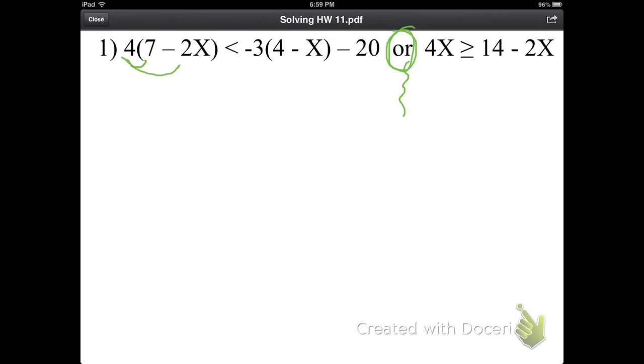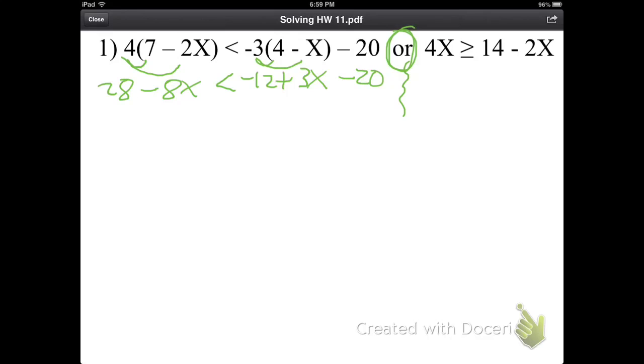You have to distribute because you got the parentheses and the number in front. 4 times 7 gets you 28. 4 times negative 2x is negative 8x. And on the right side, negative 3 times 4 gets you negative 12. Negative 3 times negative x gets you positive 3x because negative times negative is positive. And don't forget to subtract 20 on the end.